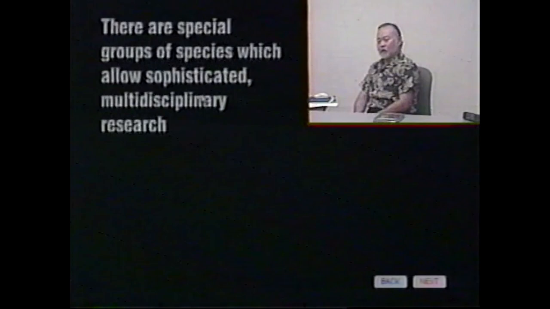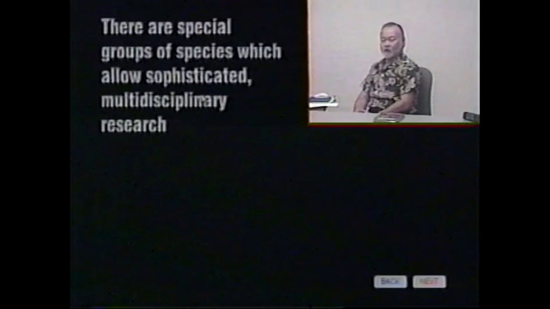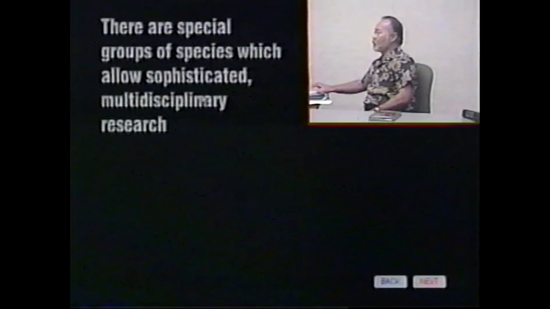Now, as I mentioned, among these plants and animals that are found in the Hawaiian Islands and that are unique to the Hawaiian Islands, there are special groups of species that allow us to do very sophisticated multidisciplinary research. Research all the way from straightforward morphology and ecology, behavior, physiology, developmental biology, and even DNA analysis that allow us to better understand evolutionary processes that go on in the plants and animals of Hawaii.